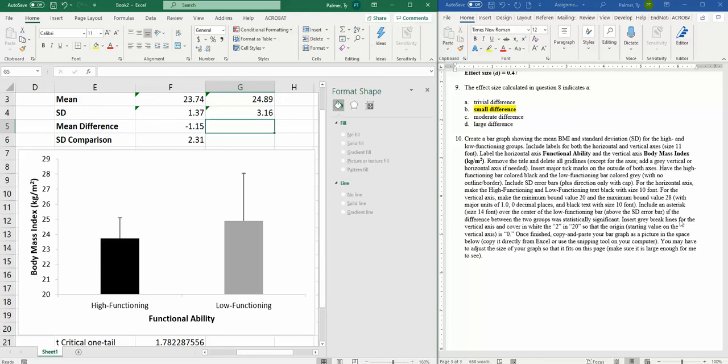Insert gray break lines for the vertical axis and cover in white the 2 and 20 so that the origin, the starting value on the vertical axis, is 0.